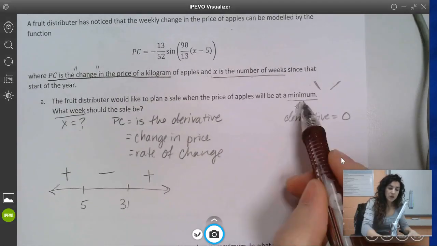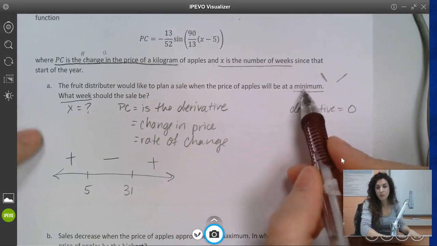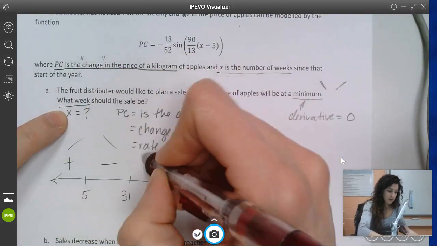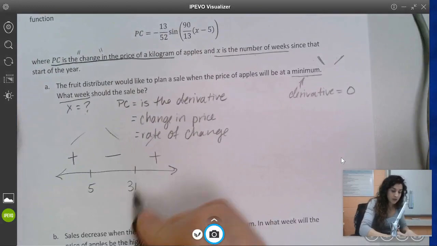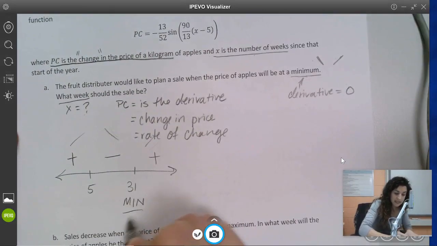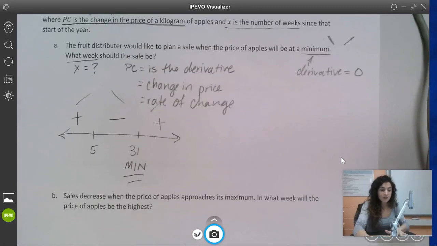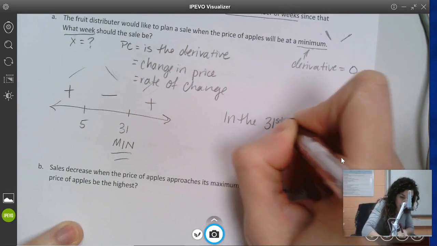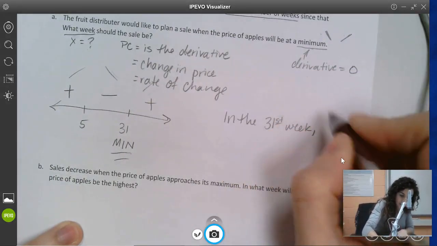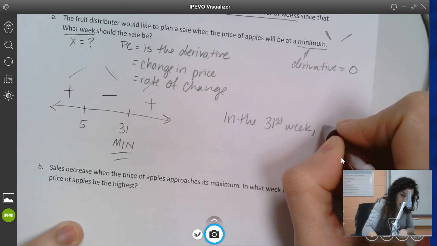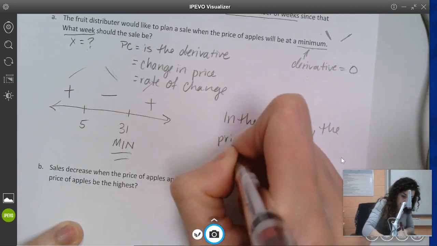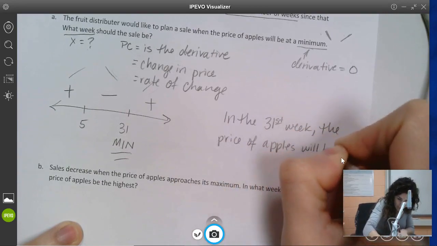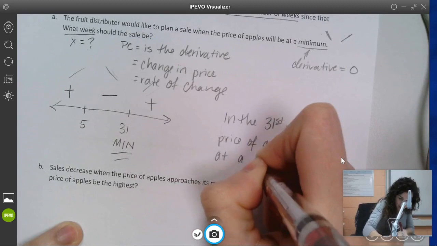Okay. So since we want to know the minimum, x equals what to find the minimum? We're looking for, remember, a decrease and then an increase, which means that 31 is your minimum. So how we talk about it is we say in the 31st week, the price of apples will be at a minimum.